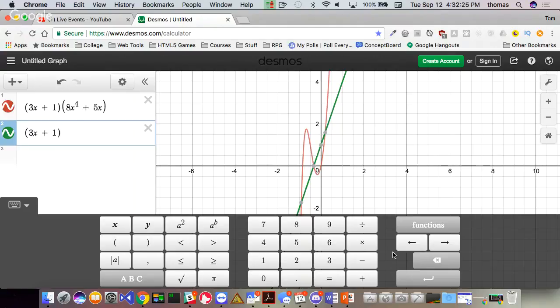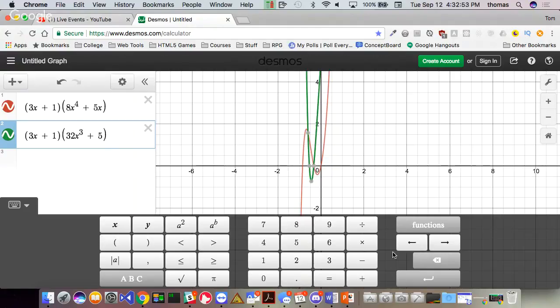So what's the derivative of 8x to the 4 plus 5x? Well, we know that. It's 32x to the 3. Remember, the power rule says you subtract 1 from the power. Plus 5, because you get rid of the x. Something times x is just that constant. So that's the first part.